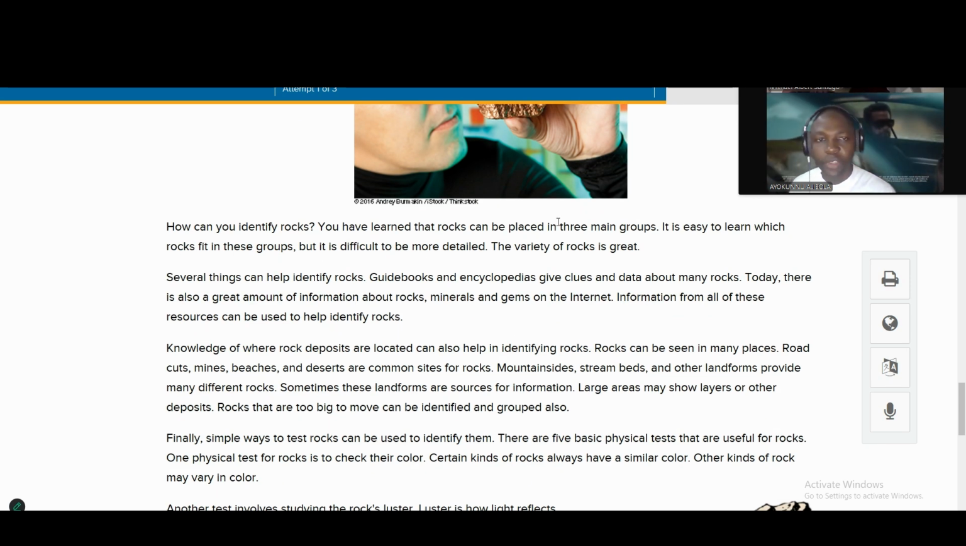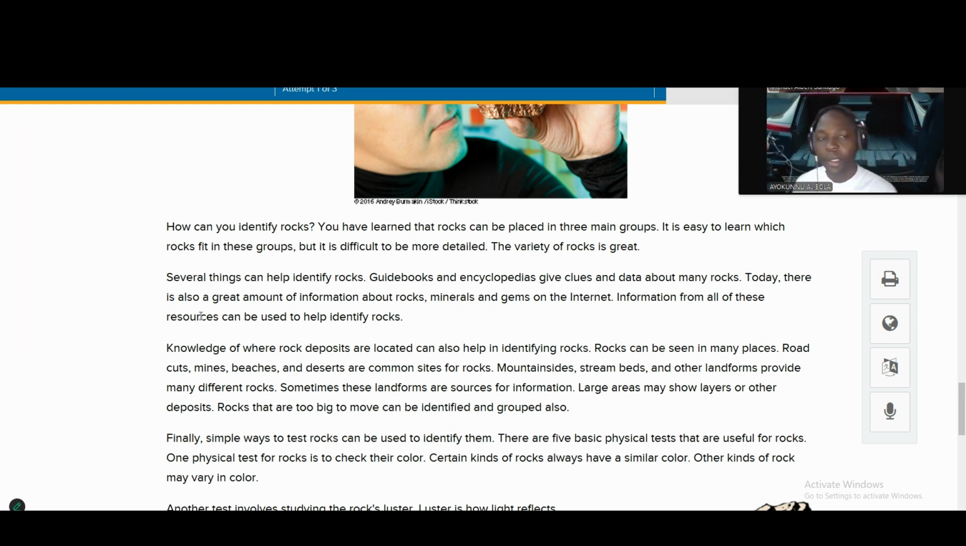How can you identify rocks? You have learned that rocks can be placed in three main groups. It is easy to learn which rocks fit in this group, but it is difficult to be more detailed. The variety of rock is great. Several things can help identify rock. Guidebooks and encyclopedias give clues and data about many rocks.